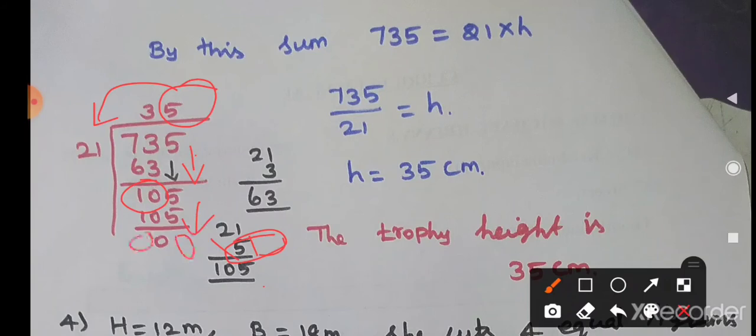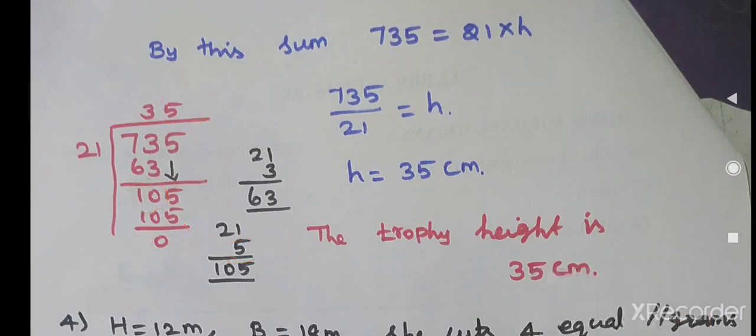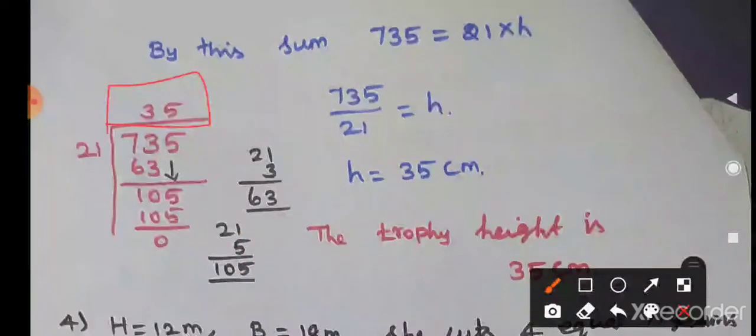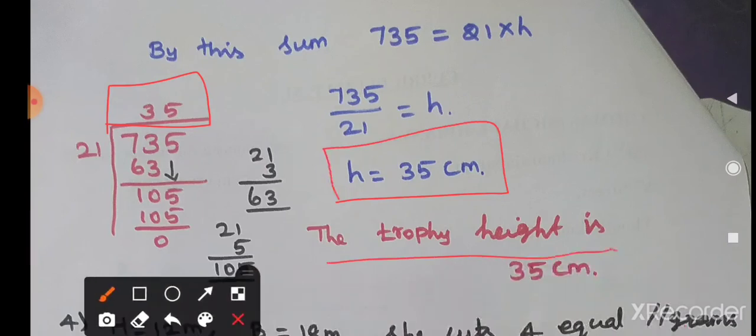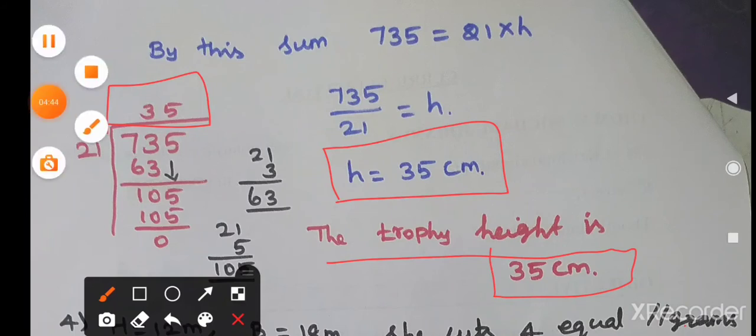So the answer is 35. H is 35 centimeter. The traffic height is 35 centimeter. That's it.